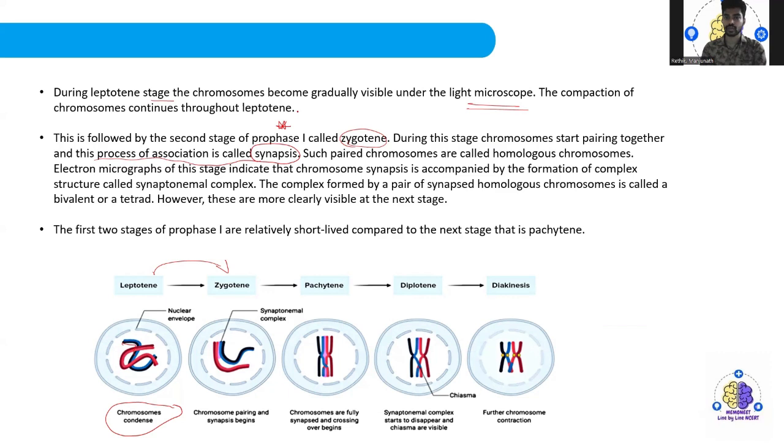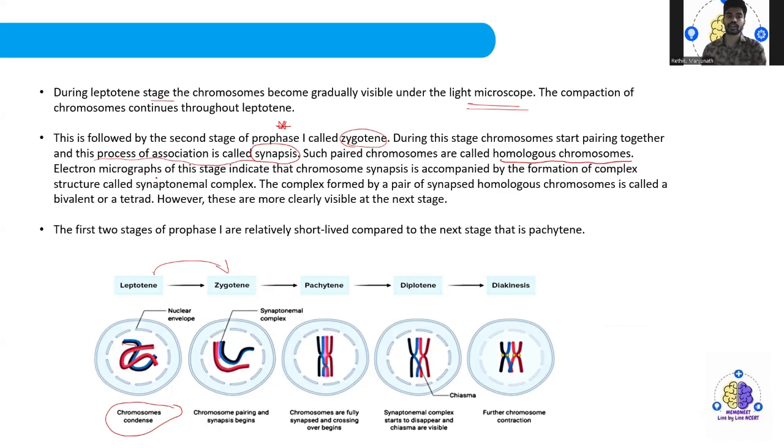Such paired chromosomes are called homologous chromosomes. So pairing of such chromosomes are called what? Homologous chromosomes. So in the zygotene, what happens? The chromosome pairing and synapsis begins. That is the pairing of the chromosomes that you are going to observe.